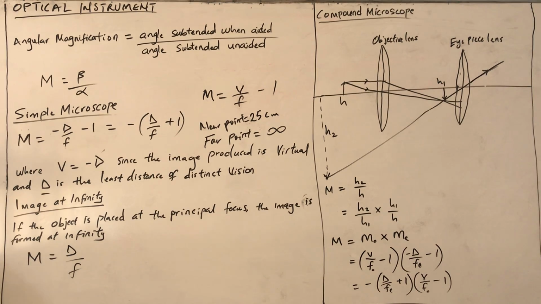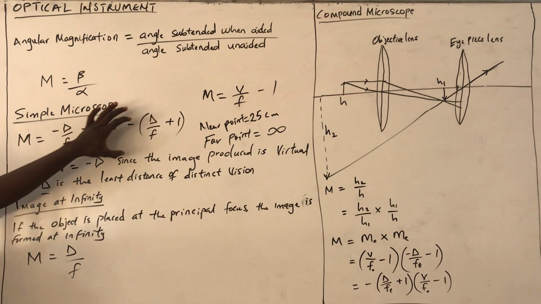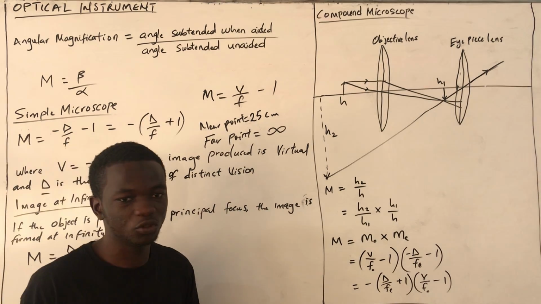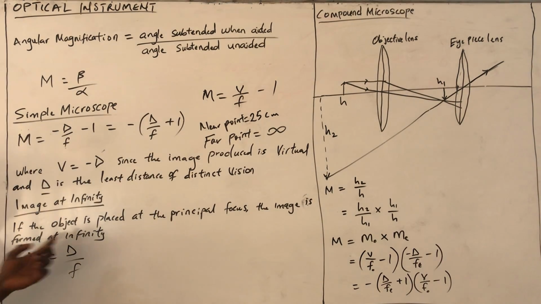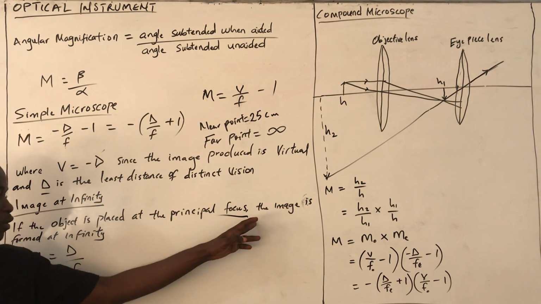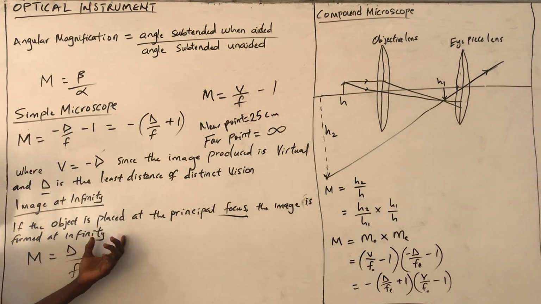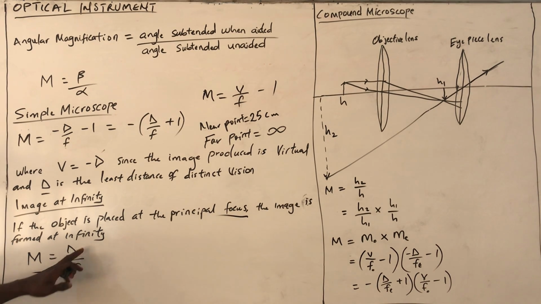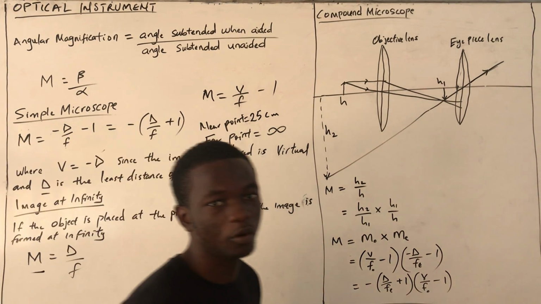Now what if, because to get this magnification, the object has to be placed between the focal length and the pole of the lens, between F and the pole. But what if the object is placed at the principal focus? Now when this is placed at the principal focus, the image formed is at infinity. So when the image formed is at infinity, our angular magnification is going to be D over F, that is D over the focal length. Now that's for the simple microscope.